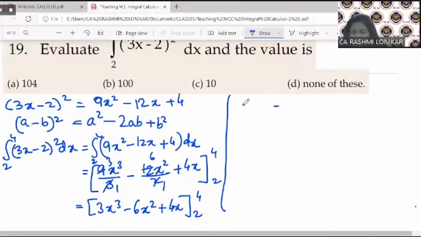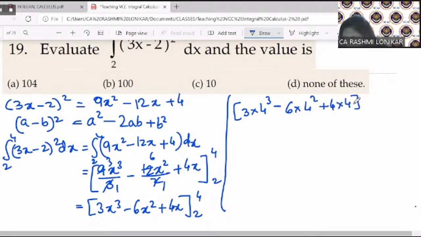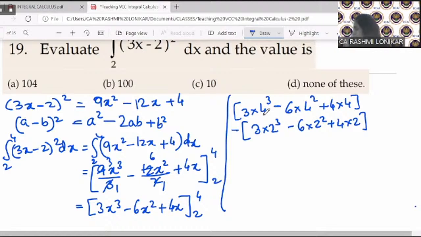So what do I have here? This is when I substitute the upper limit first. So I have 3 into 4 cube minus 6 into 4 square plus 4 into 4, minus, I will substitute the lower limit. So this is 3 into 2 cube minus 6 into 2 square plus 4 into 2. How much will this be?